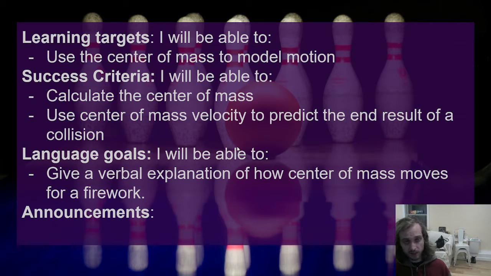Alright, so ideally, by the end of this, you should be able to model center of mass and use center of mass to say where something's going to be. Big parts for that are just calculating the center of mass. That's going to be both with and without calculus. And then also using center of mass velocity to predict what something's going to do in a collision. So also being able to find center of mass velocity.